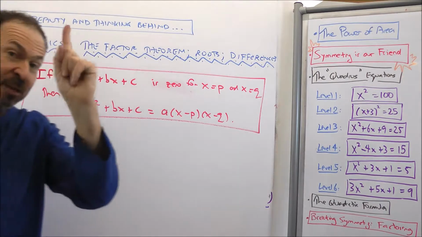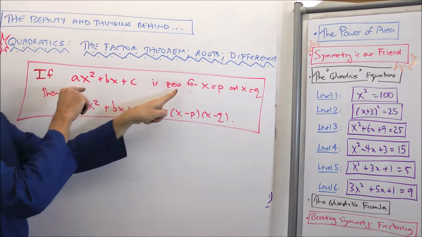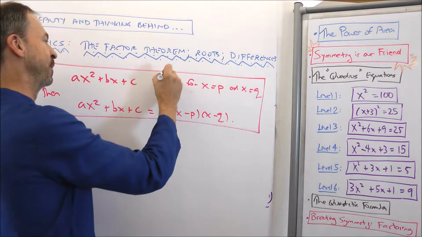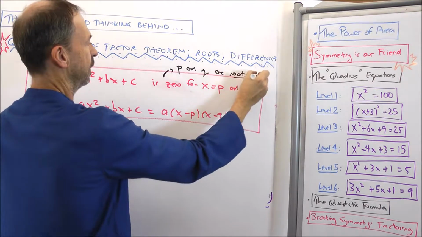All right, piece of jargon. If ax squared plus bx plus c, if this quadratic expression is 0 for these particular values, people will sometimes say p and q are roots of the quadratic.